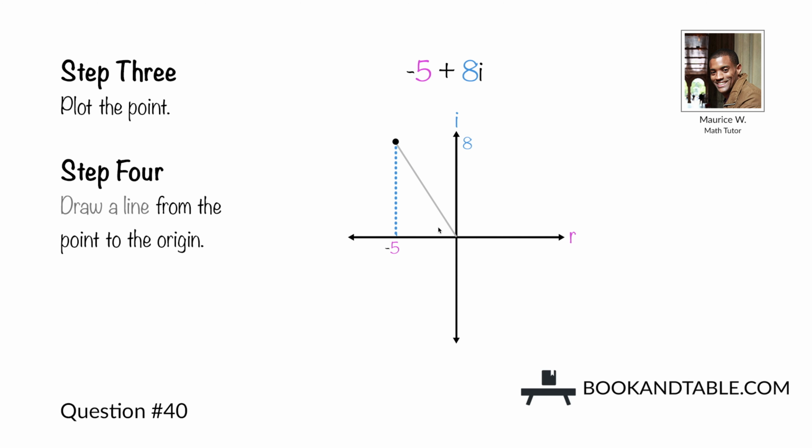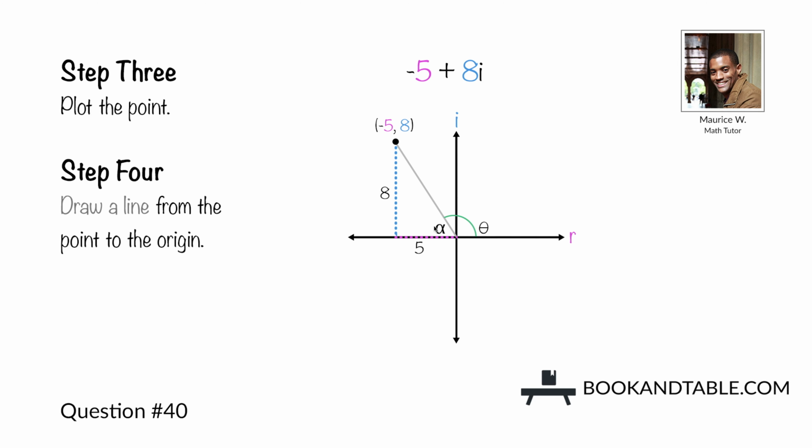The angle on the inside closest to the origin is our alpha angle. And if this is our alpha angle, then the adjacent side is equal to 5 and the opposite side is equal to 8. And once we find alpha, then we subtract it from 180 to give us our argument or theta.